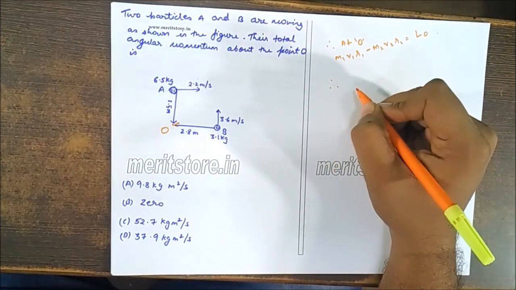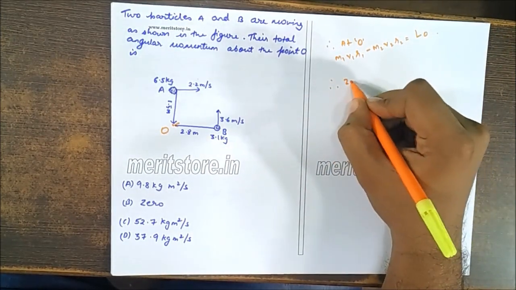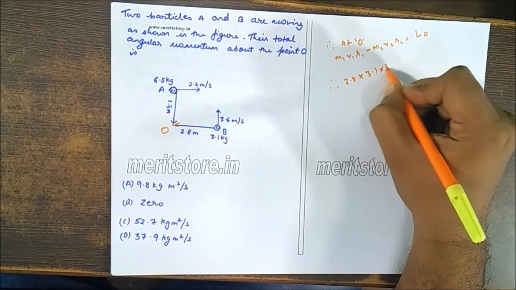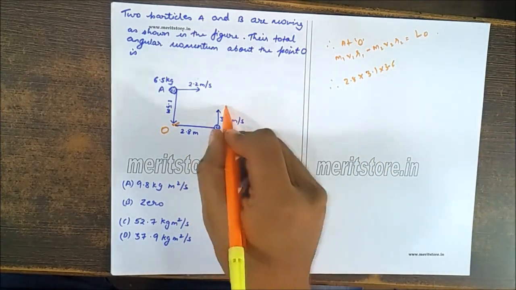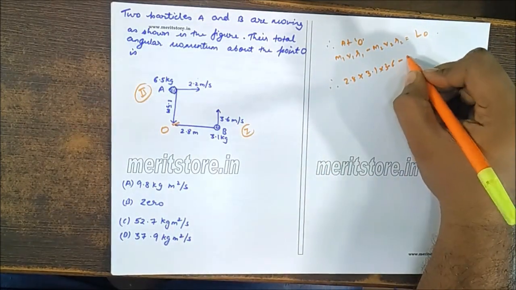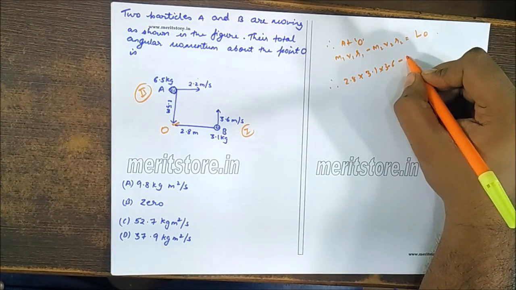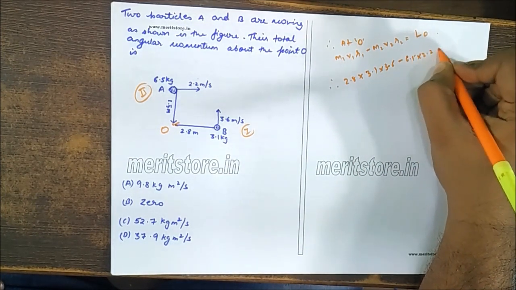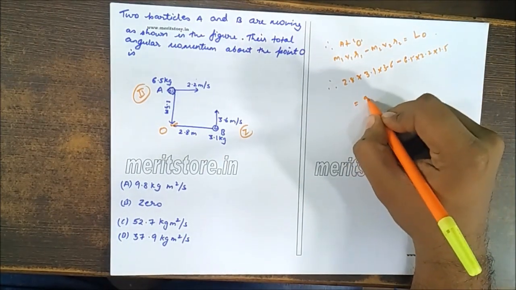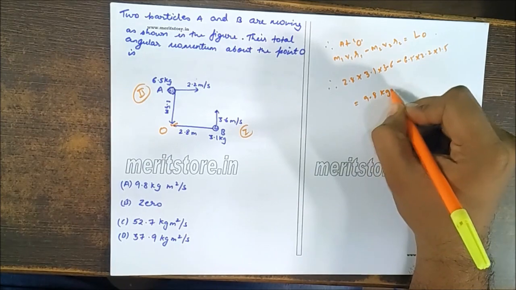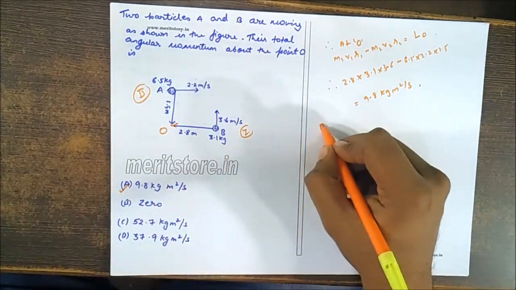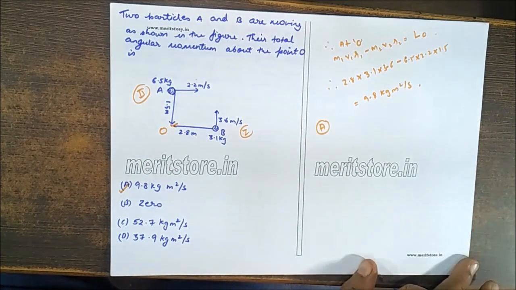Therefore, M1 V1 R1 is 2.8 into 3.1 into 3.6, I'm assuming this as my first condition and this is my second one, minus M2 V2 R2, which is 6.5 into 2.2 into 1.5. So this gives me 9.8 kg meter square per second. Option A.